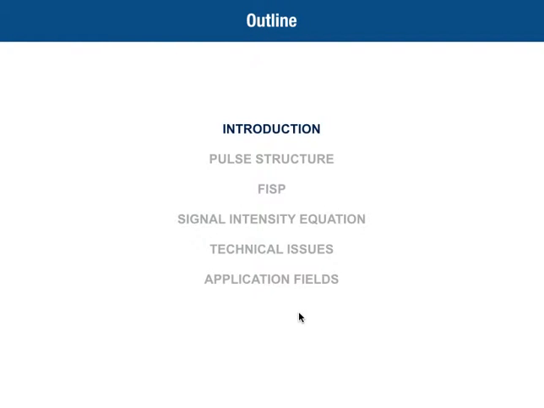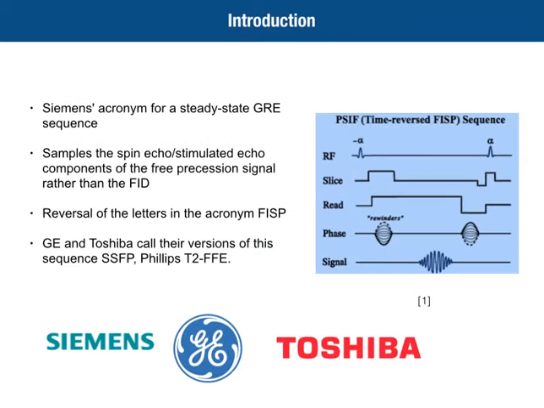The signal intensity equation is also another important component, and I will mention the T2 dominated images under the effect of the pulse sequence. And of course, there are a few technical issues that we had to deal with during the implementation of this pulse sequence, and those are the reasons that this pulse sequence is not commonly used today. And then I will be talking about the application fields of this pulse sequence and what kind of tissues can be imaged by using it.